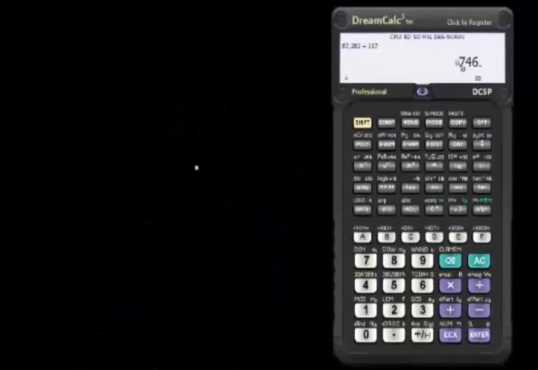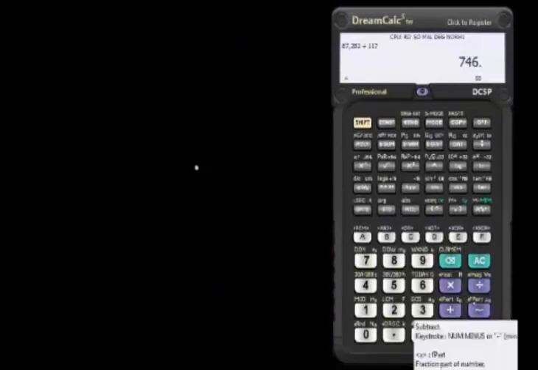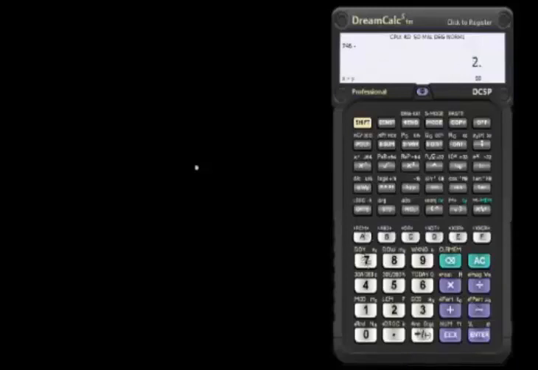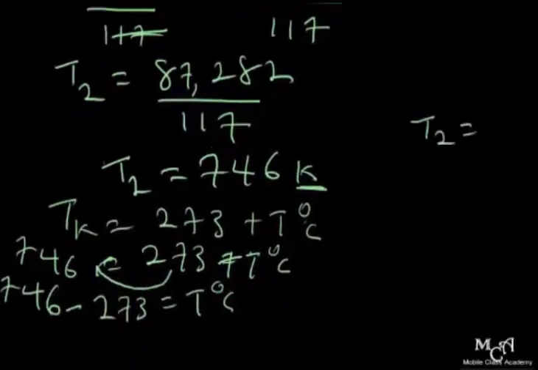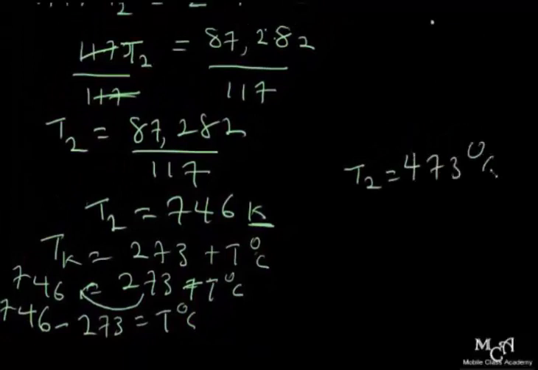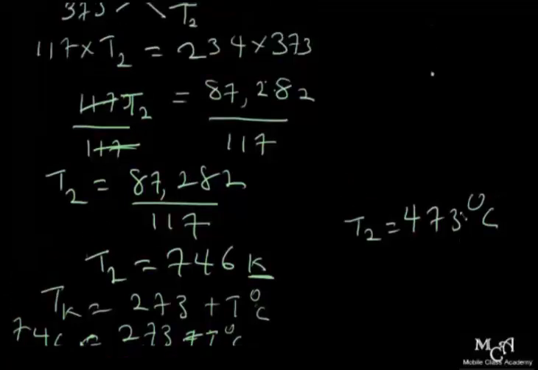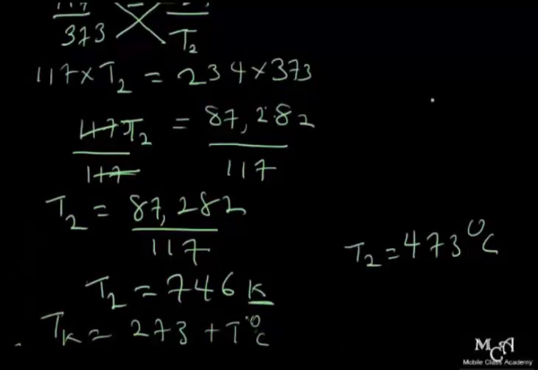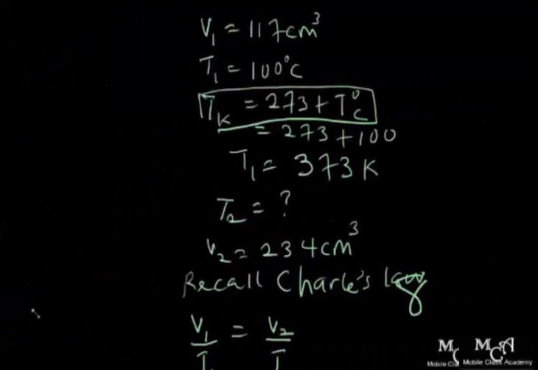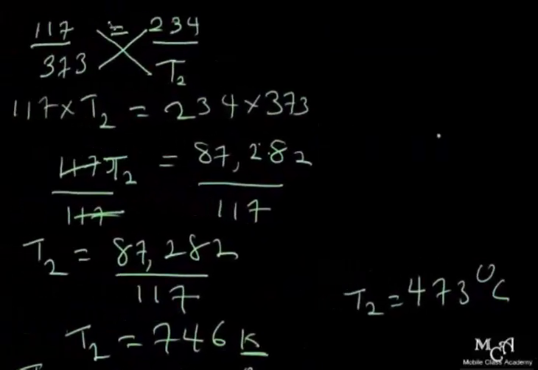Again, we bring up our calculator. We do 746 minus 273, and we have 473 degrees Celsius. So our T2 equals 473 degrees Celsius. So that's our final temperature. So let's check and let's see if our answer is correct. We can see that our initial temperature here was 100 degrees Celsius and the volume here is 117. As the volume increased to 234, we are expecting the temperature to increase to 473. That's what Charles was trying to say. As the volume increases, the temperature increases, while the pressure remains constant. They are directly proportional to each other.